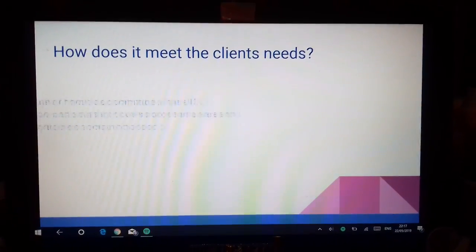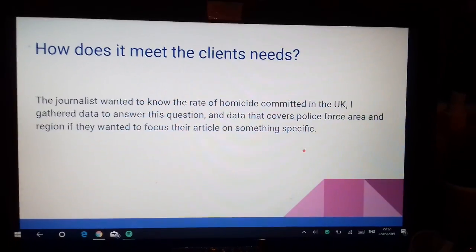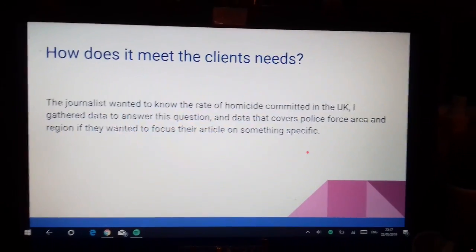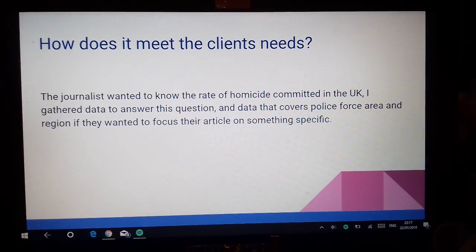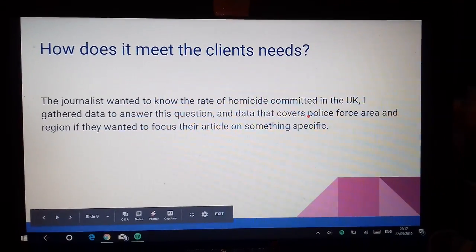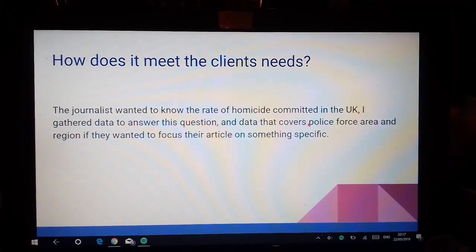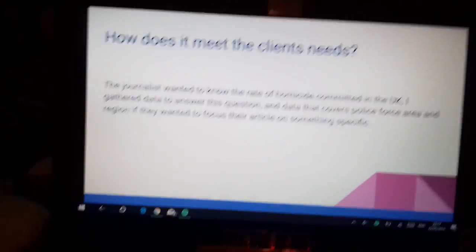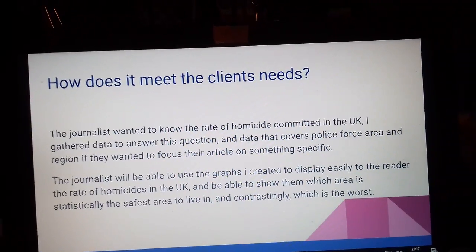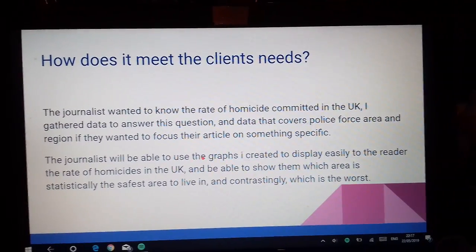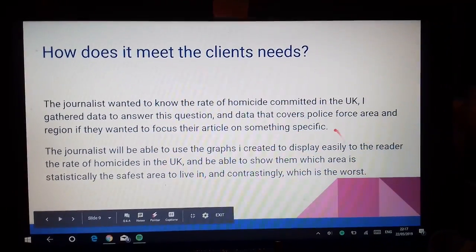How did it meet the client's needs? Journalists wanted to know what the rate of homicides in the UK was. I gathered all of the relevant information. I told the journalist what the homicide rate was in my last presentation, the LO4 presentation, and I gave their article something to specifically focus on, and they can reference other facts that I found out if needed. Such as the graphs that I have created. They'll also be able to display them easily so the reader is able to engage with what I have said.